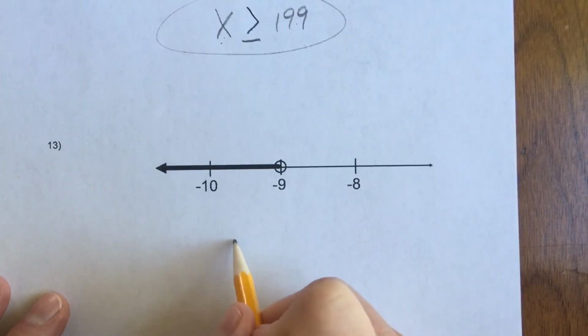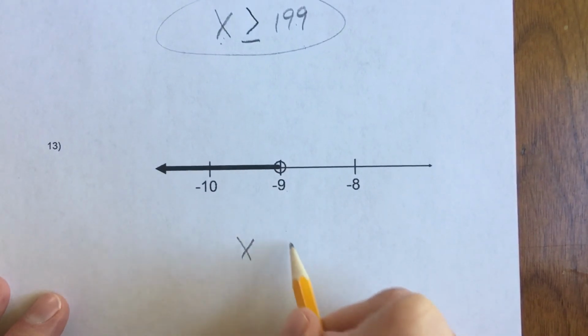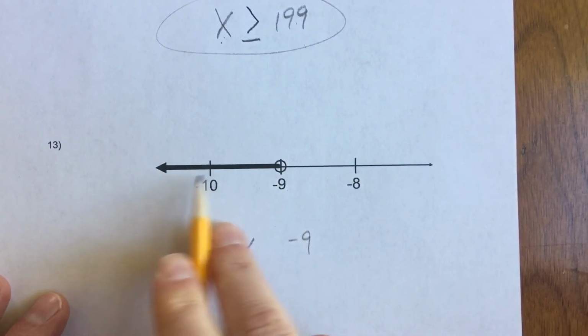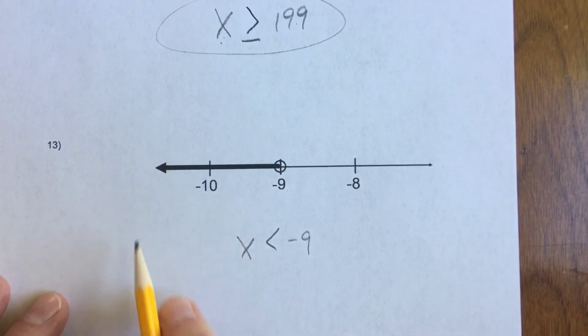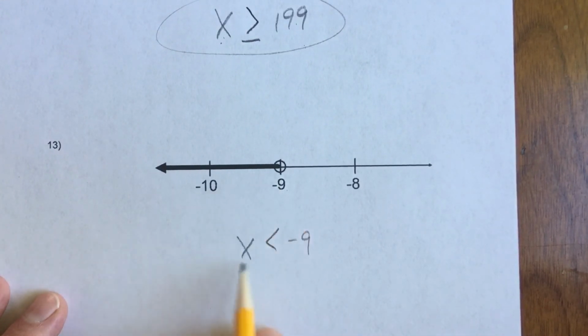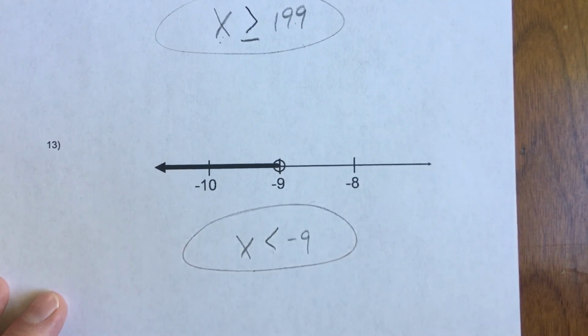And then on this one, again, write down my variable, write down the number I'm focused on. What did I highlight? I highlighted numbers that are less than, smaller numbers. Did I fill it in? No. So we don't make it equal.